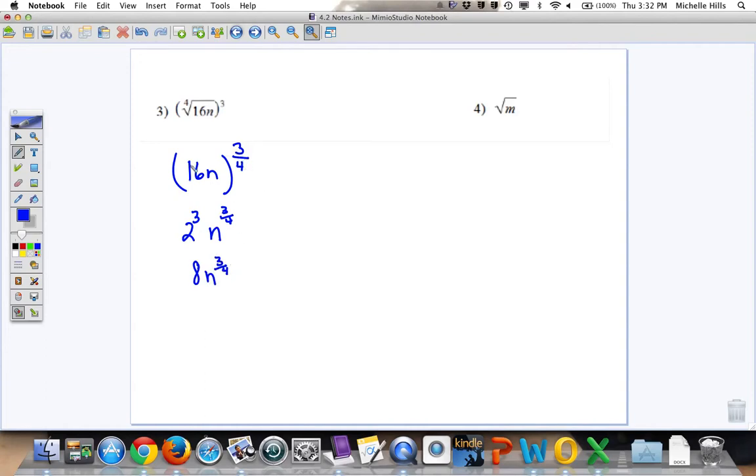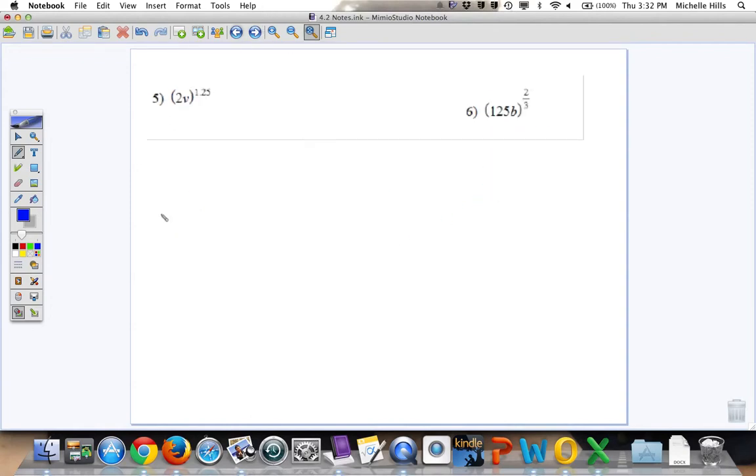I also could have cubed the 16 and then taken the 4th root, but usually it's easier to take the root first. This just means m to the 1/2 power, because a square root, it's like there's a 2 there, we just don't write it. Well, this is already in exponential form. I want to rewrite it in radical form. The first thing I want to do is think about 1.25 is really 5/4.